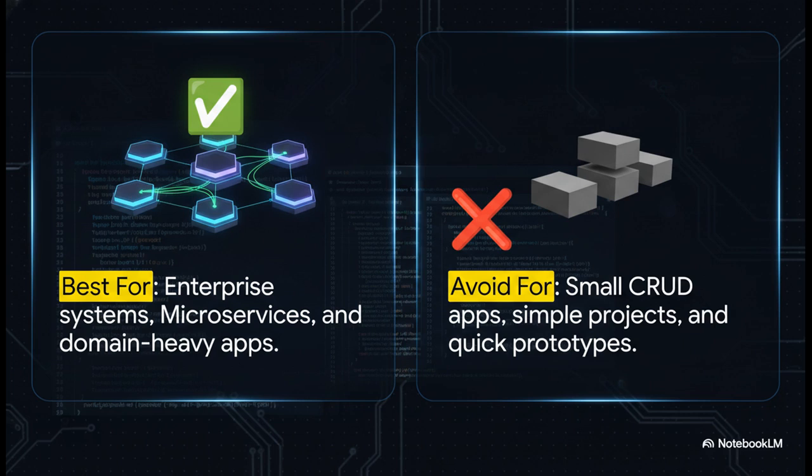Of course, engineering is always about trade-offs. So here's a pragmatic checklist for when you should actually use this. Hexagonal architecture is best for large enterprise systems, complex microservices, and domain-heavy applications, where the business rules are intricate and really need to be preserved over many years. But you should absolutely avoid this for small CRUD apps, very simple side projects, or quick prototypes. For those, the strict separation of ports and adapters is honestly just unnecessary boilerplate and overhead. Always pick the right tool for the job.